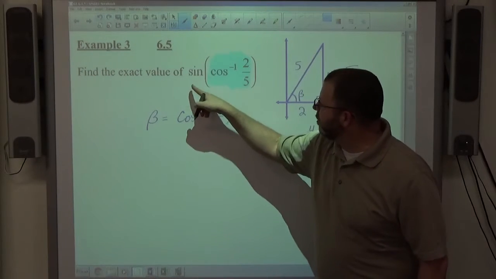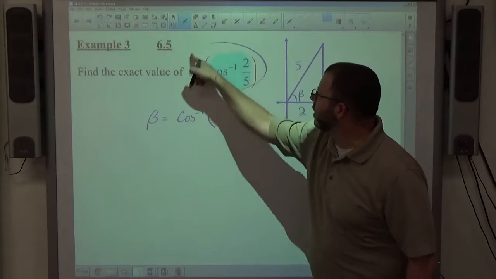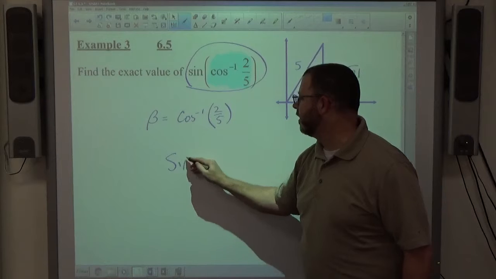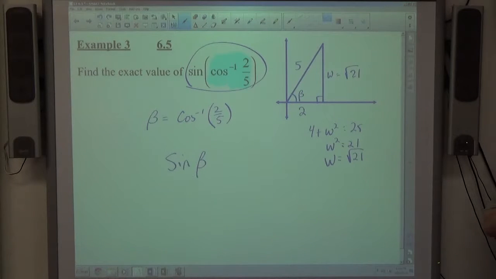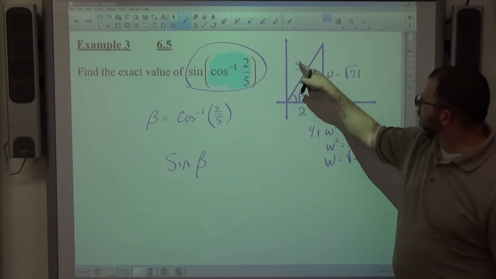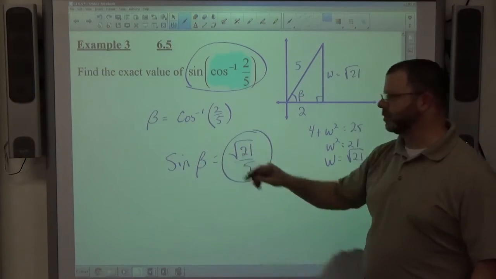If I change cosine inverse of 2/5 into beta, this problem can be transformed into sine of beta. I have a triangle drawn that has a beta in it, and it's asking me to find sine of that angle. Sine of beta is opposite over hypotenuse. There's your answer.